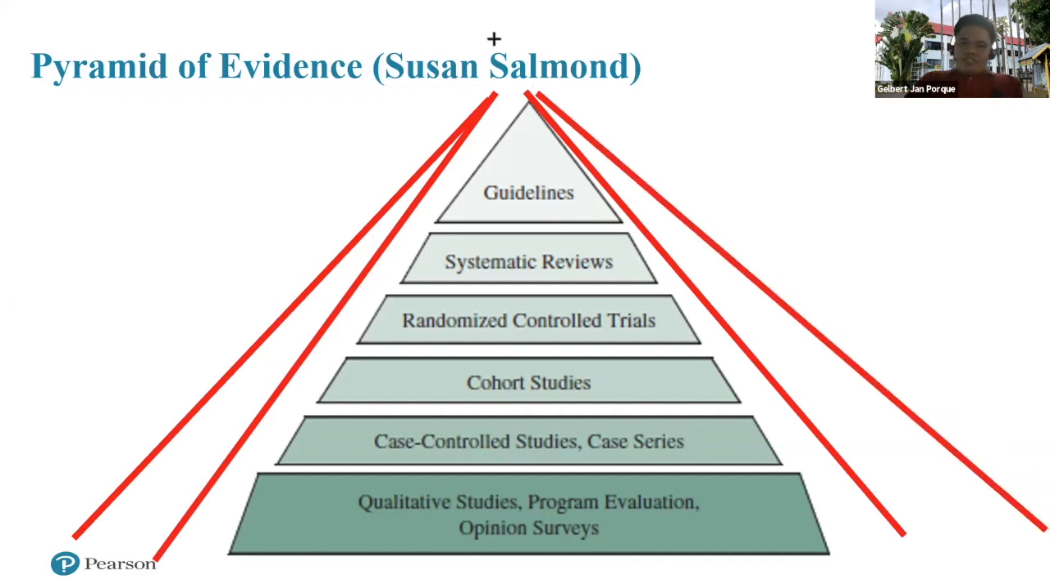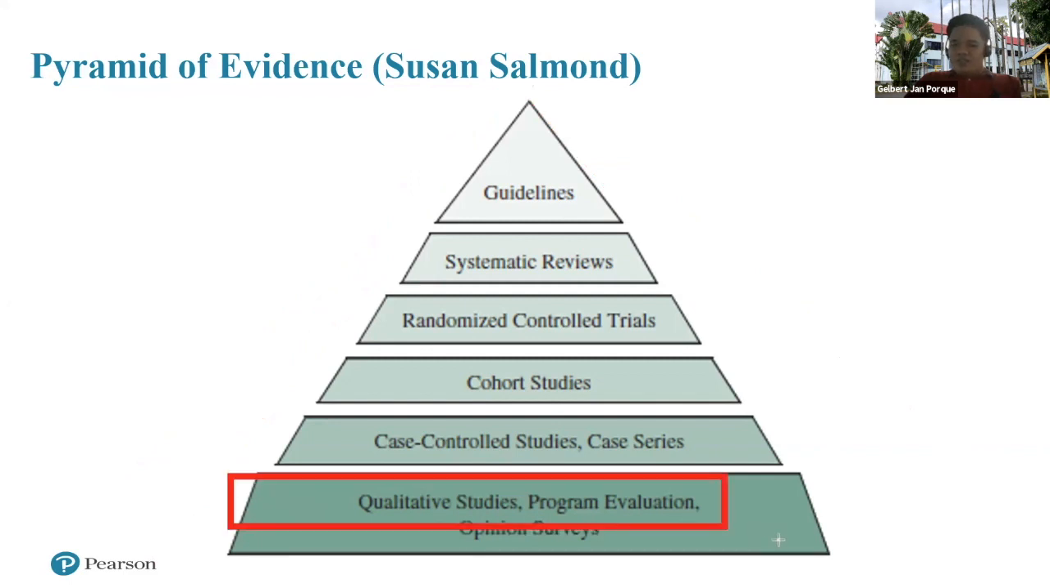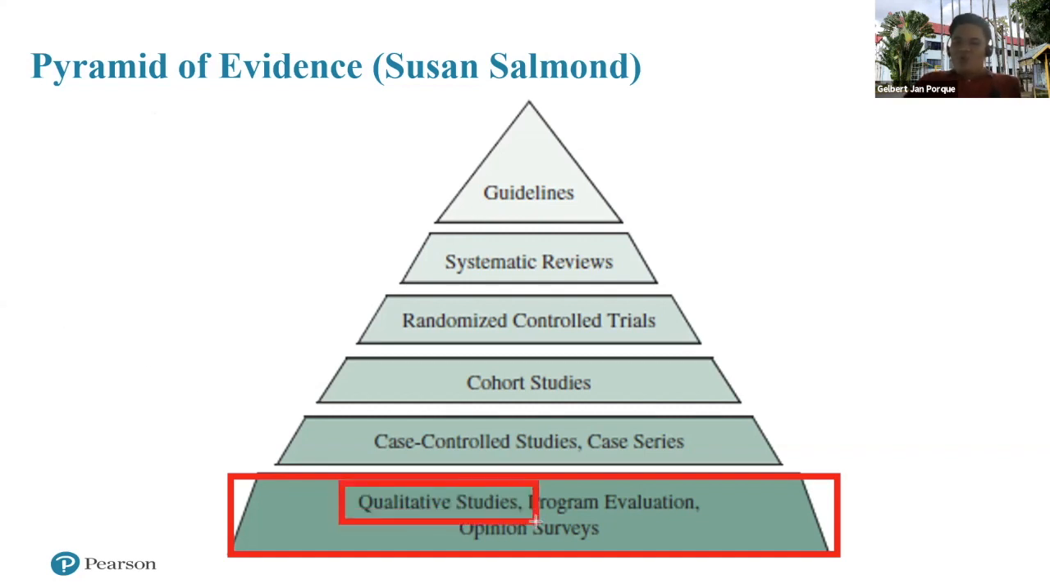In this case, the lowest form of evidence shown is your qualitative studies, your program evaluation, and then your opinion surveys. They are considered the lowest kinds of evidence. Class, it's not because they're the lowest that I'm discouraging you from doing them. I'm just telling you so that later on, if you find a research claiming that guava deodorant is effective, and it turns out to be a qualitative study that only interviewed people on whether guava deodorant is effective, you will not be relying on that alone, because that is the lowest form of evidence.